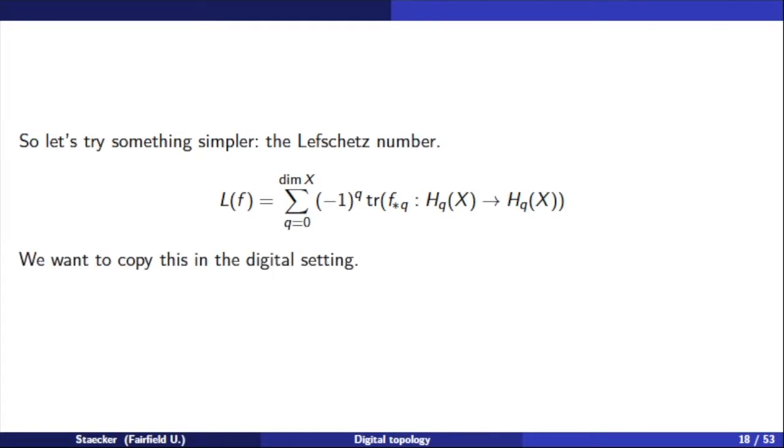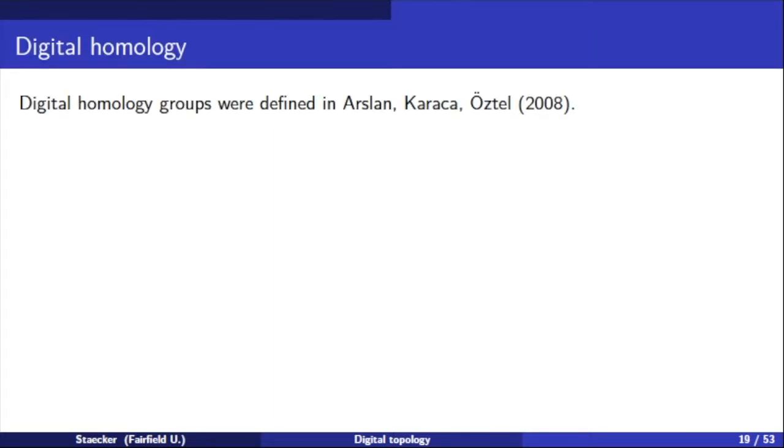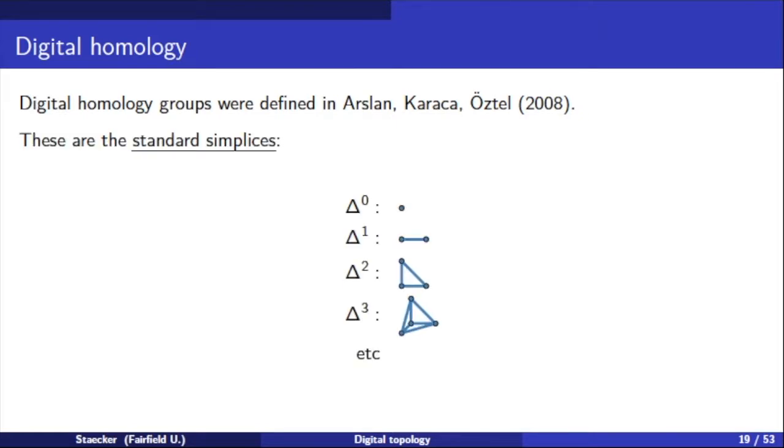So I want to copy the Lefschetz number in the digital setting. We have to use, I will just mention, digital homology groups. They have been defined before by other people, some of the same Turkish authors that I mentioned before. They define the digital homology groups. Here's the basic idea. If you know something about homology, it's the same idea as ordinary classical homology. But even if you don't, it's a simple idea.